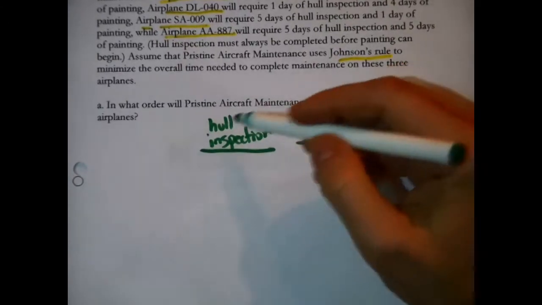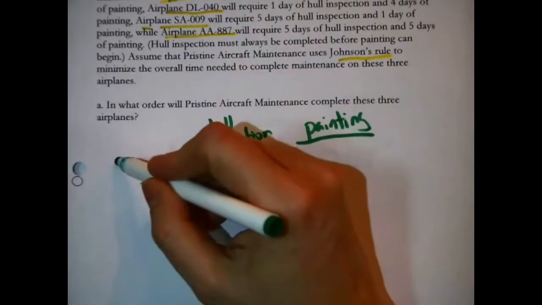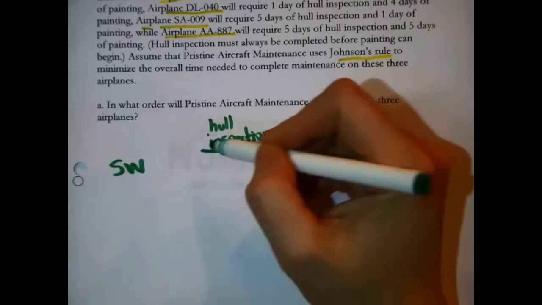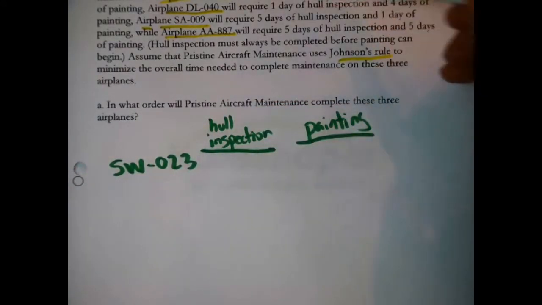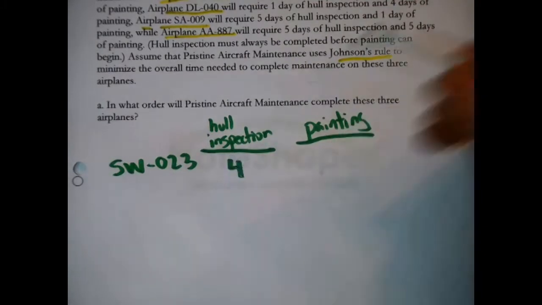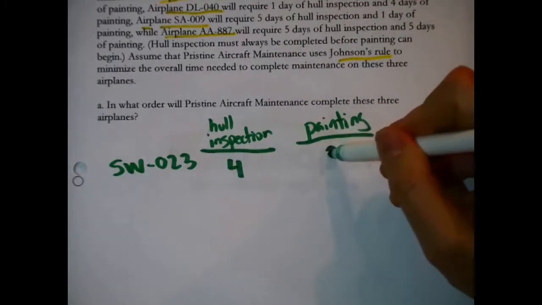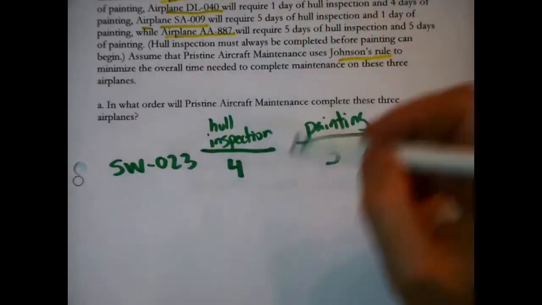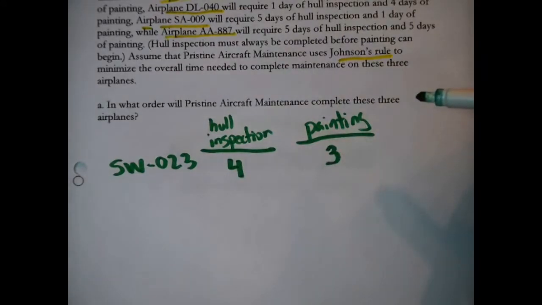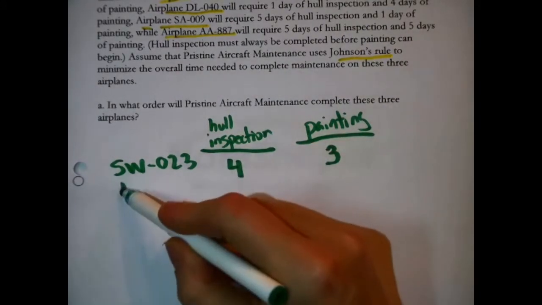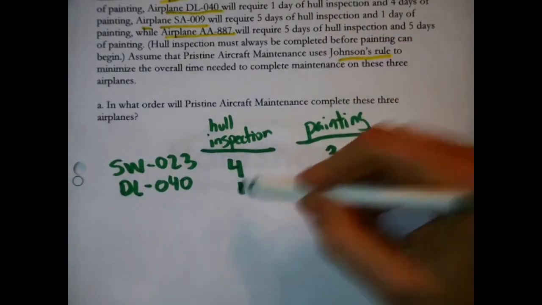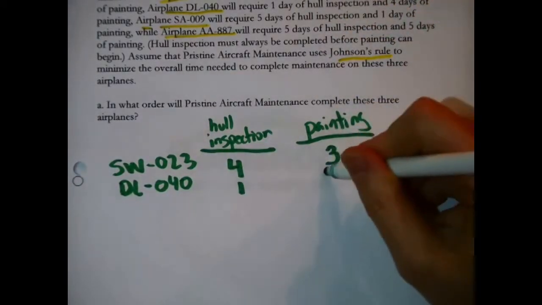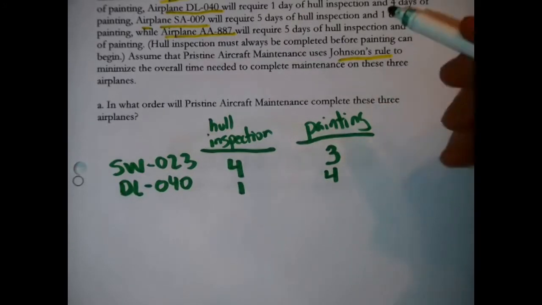There are a series of jobs. It's the airplanes. SW1023, what does it say? 4 days of hull inspection, 4, and 3 days of painting, 3. I'm just copying this information down table style. Okay, airplane DL040, 1 day of hull inspection, 4 days of painting.